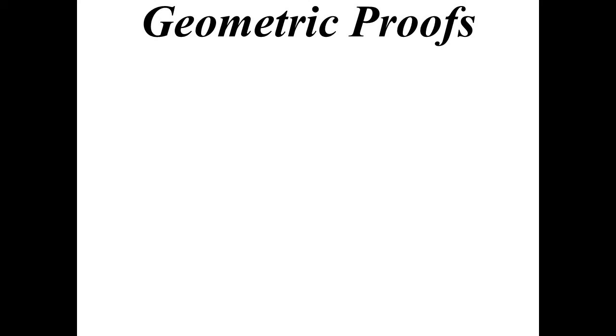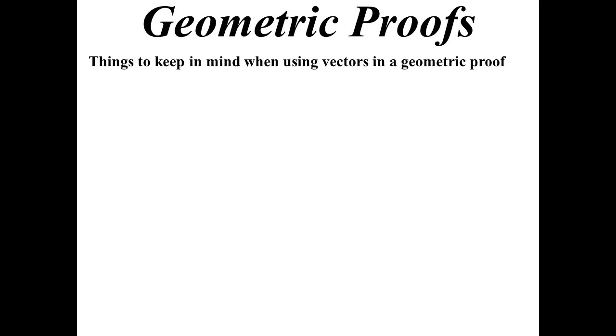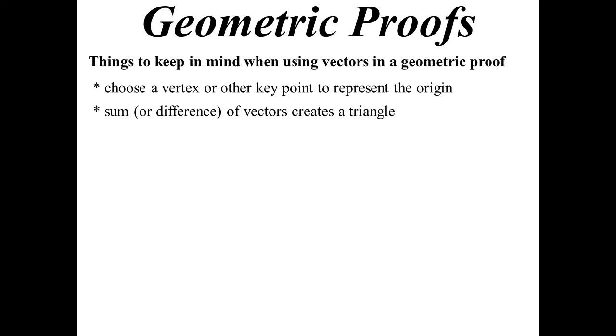Let's take a look at how we use vectors to solve geometry proofs. Now, keep in mind these things. When you've got a shape, it's a good idea to pick one of the vertices and let it represent the origin. It doesn't have to be a vertex, of course, it could be another key point, but some reference point in your object. Sum or difference of vectors will create a triangle.